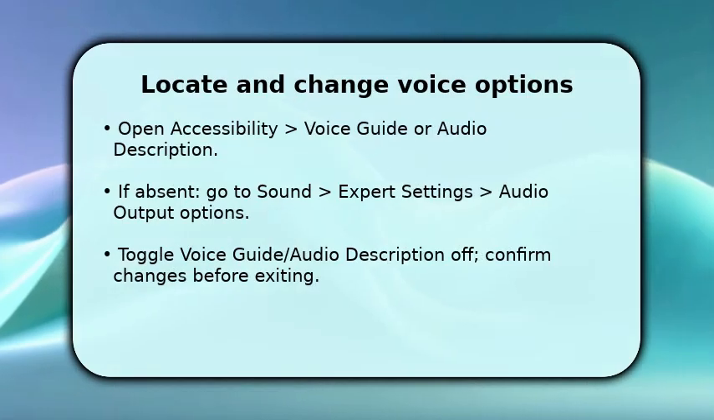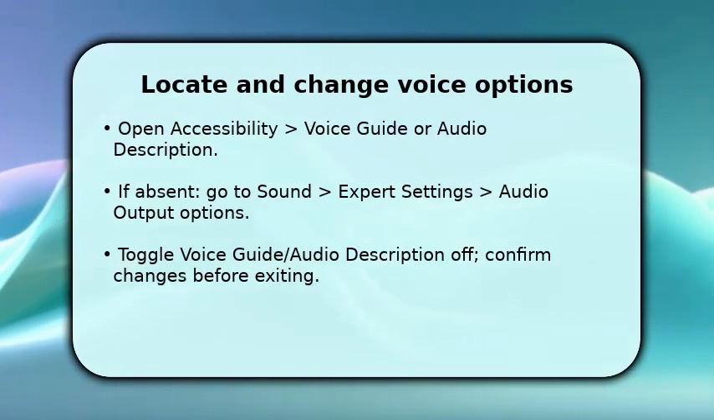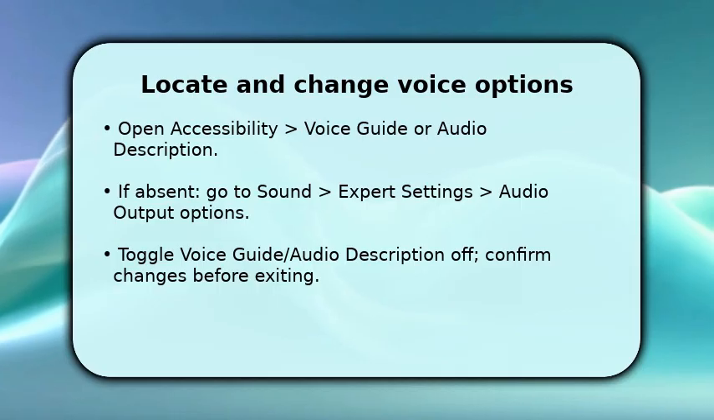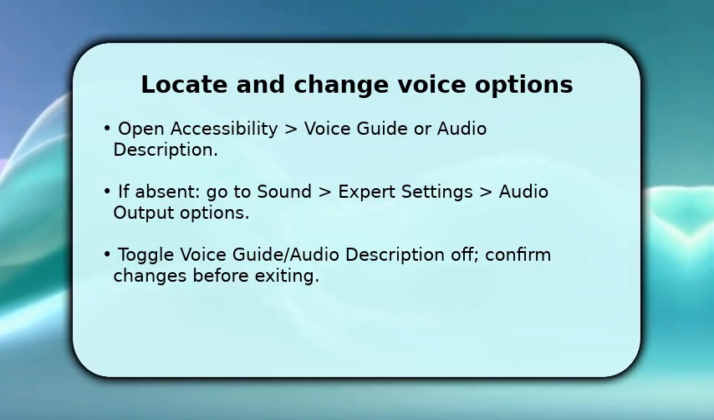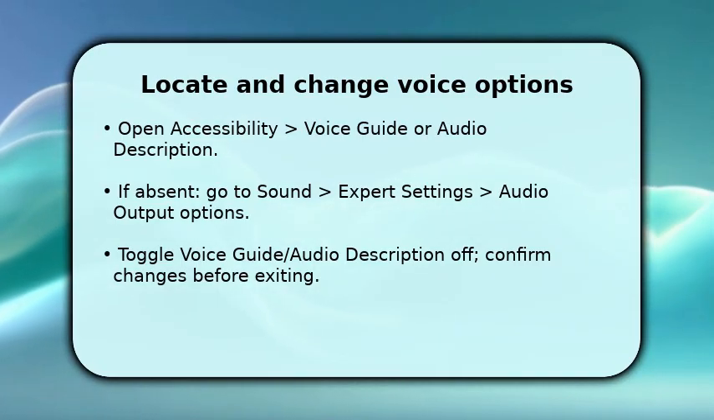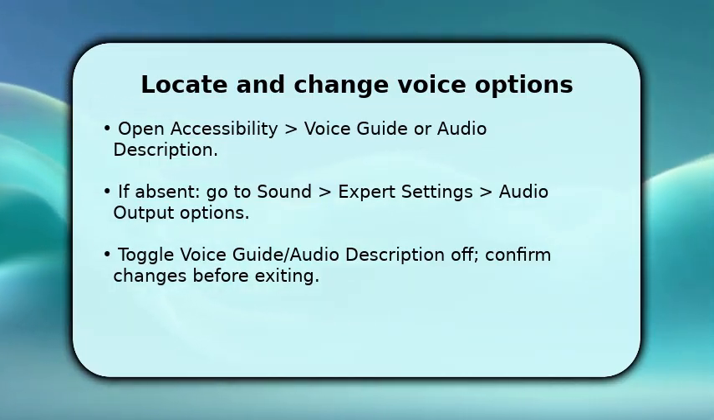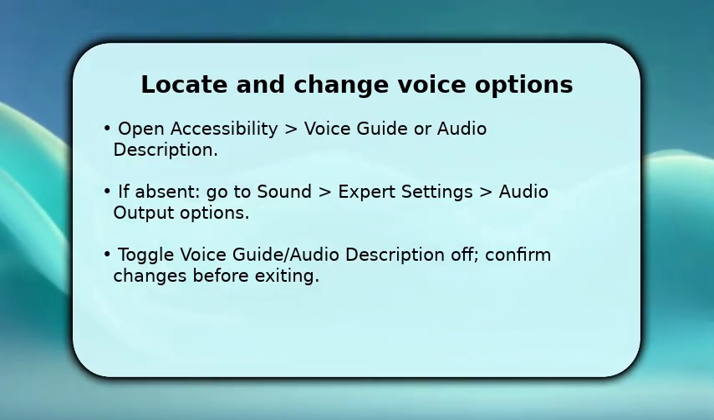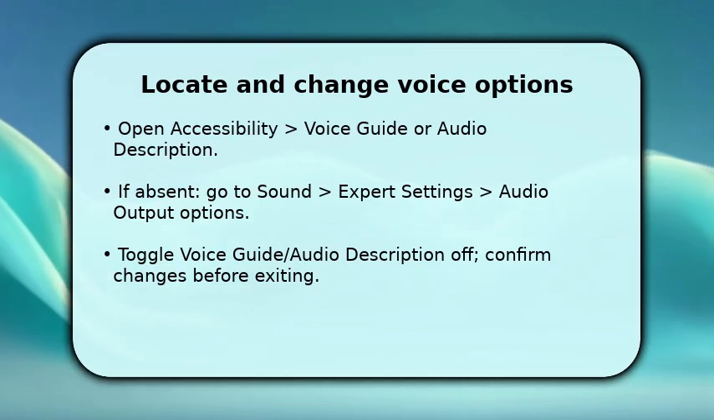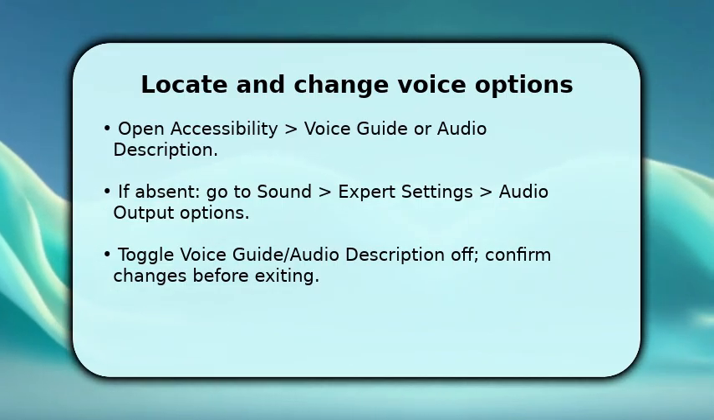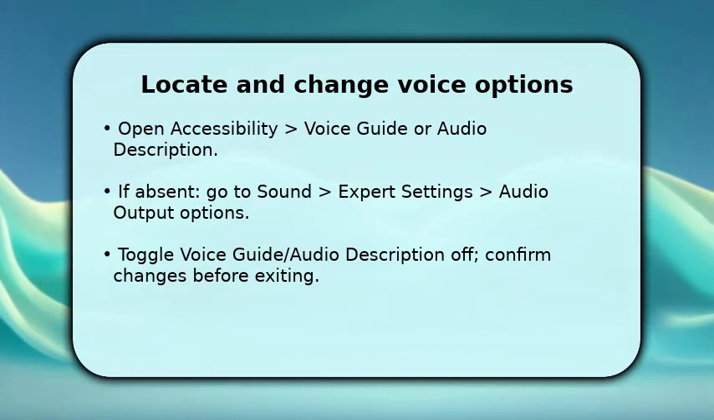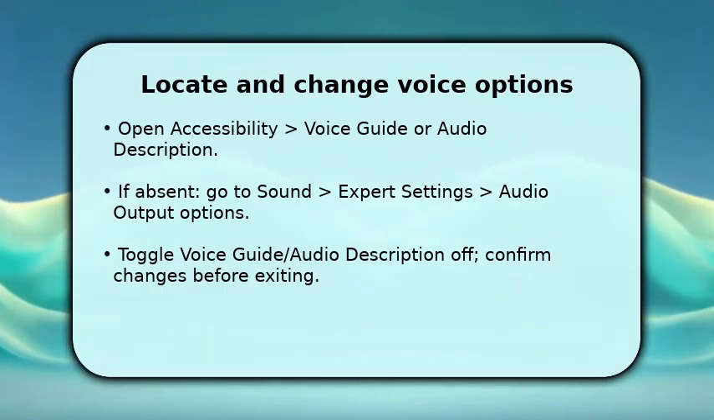Now navigate the menus. Under Accessibility, find Voice Guide or Audio Description and tap to open that submenu. If you don't see it, go into Sound then Expert Settings and search Audio Description or Narration. Samsung sometimes moves options between firmware versions. Toggle the Voice Guide or Audio Description switch off. You should hear the narration stop immediately. Make sure to select Apply or OK when prompted, because simply exiting may not save the change on some models.